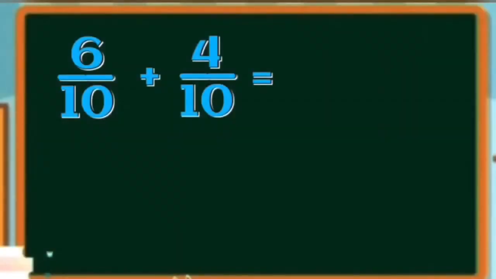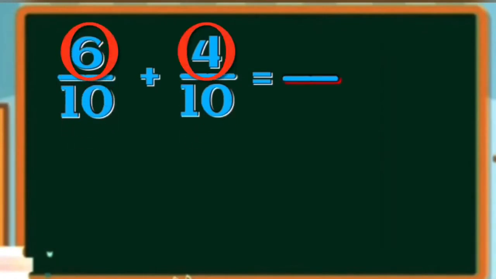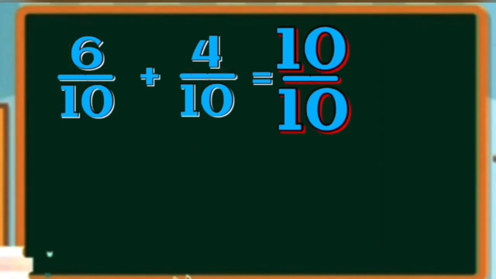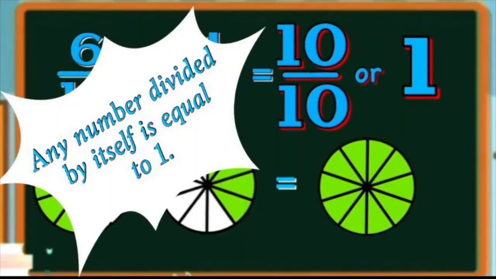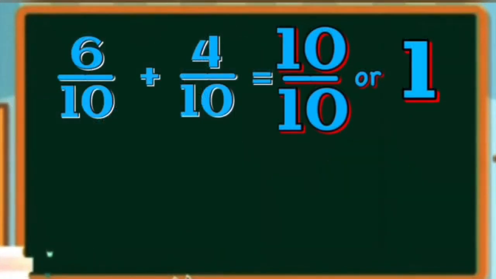We have another example here, 6/10 plus 4/10. First step, add all the numerators. We have 6 plus 4 is equal to 10. Then, copy the common denominator, which is 10. Then, simplify the fraction into its lowest term. In this case, any number divided by itself is equal to 1. Therefore, our final answer is 1.